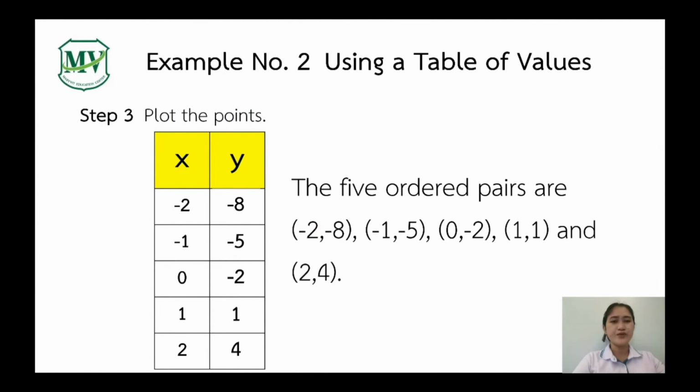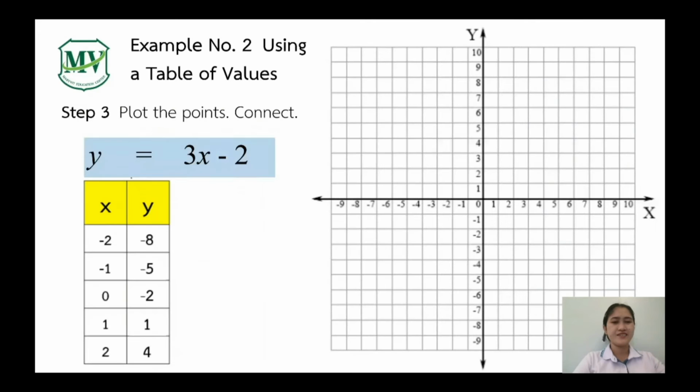Now, let's plot the points on the Cartesian plane. We have negative 2, negative 8, negative 1, negative 5, 0, negative 2, 1, 1, and 2, 4. And then connect it with a straight line, and this is the line of y equals 3x minus 2.